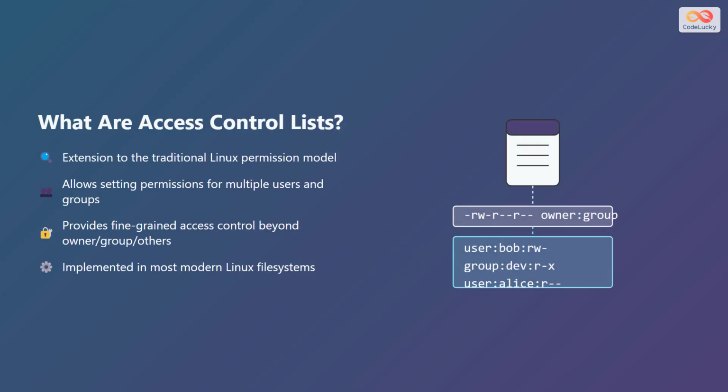So, what exactly are access control lists? Think of them as an extension to the traditional Linux permission system. While standard permissions allow you to set access for the owner, the group, and others, ACLs let you define permissions for multiple specific users and groups. This provides you fine-grained control beyond the basic owner, group, and others. The advantage is that you can specify exactly who has access and what type of access to specific files and folders. ACLs are implemented in most modern Linux file systems, like Ext4 and XFS.